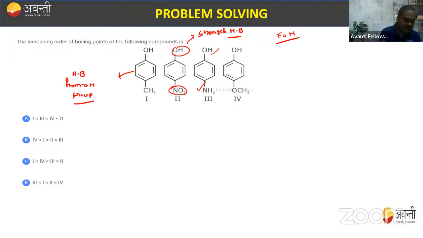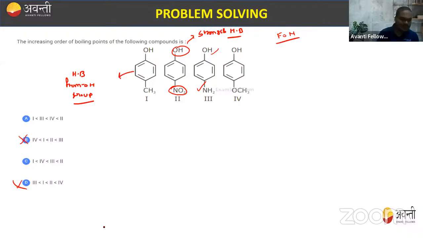So minimum is for 1, right? So minimum for which one? 1. So out of this, option B and option D are eliminated. So we are left with only two options, either A or C. Now, let's see which will show the maximum: NO2, NH2 or OCH3.